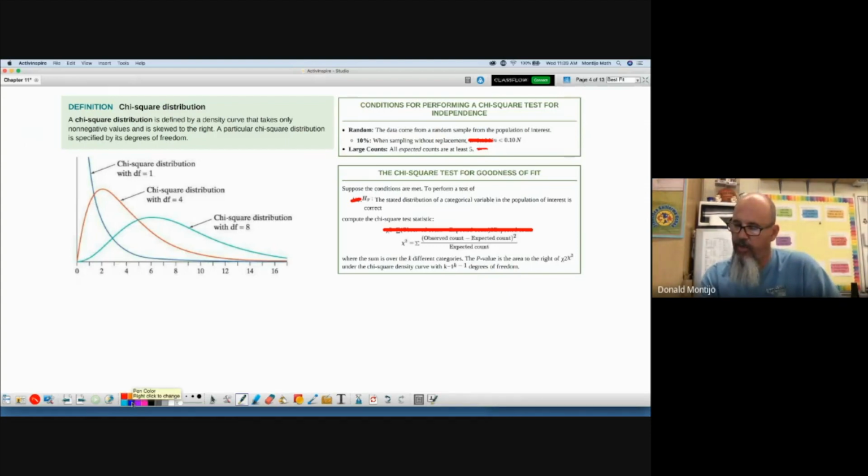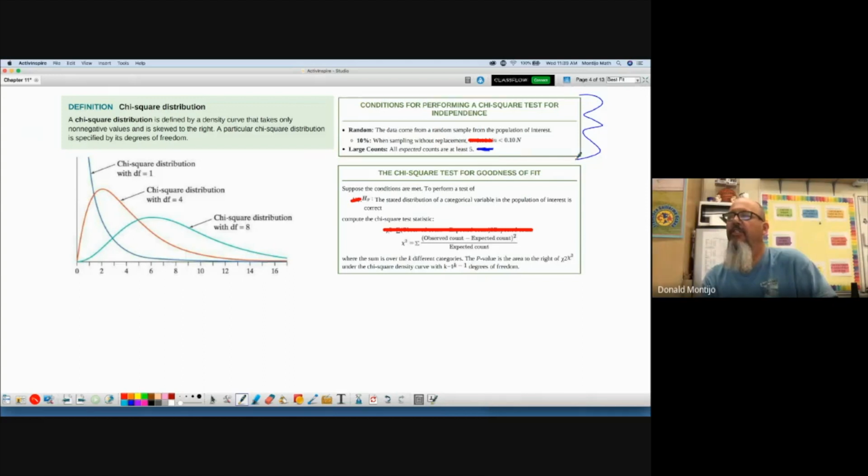So the normality, so to speak, that we've looked at before is different. The large counts now, it's not n1 times p1 has to be greater than or equal to 10. Now it's expected counts that are going to tell us if it's large enough. All expected counts must be at least 5. So these are the conditions for chi-squared.